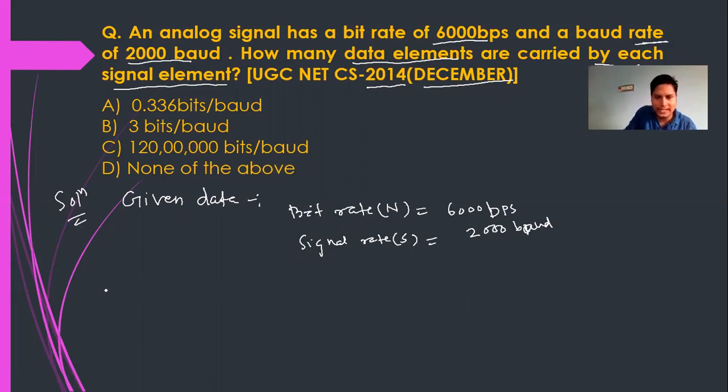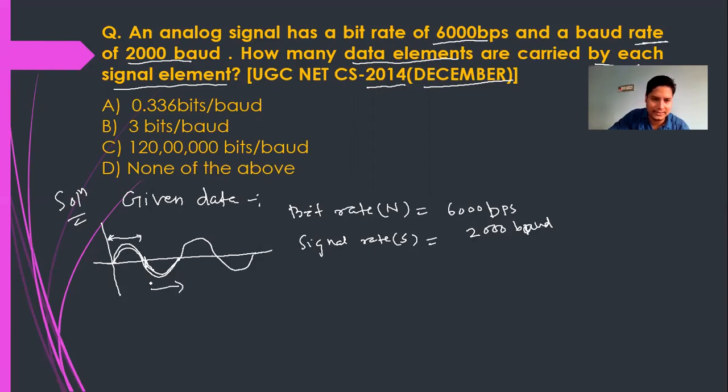We know that, suppose this is an analog signal, and this is a cycle. Just like this, the analog signal can be drawn. So here it asks how many data elements are carried by each signal element. So this is one signal element, and this is another signal element. This is one signal element in the positive axis, and this is another signal element in the negative axis. So how many data elements are being transmitted?